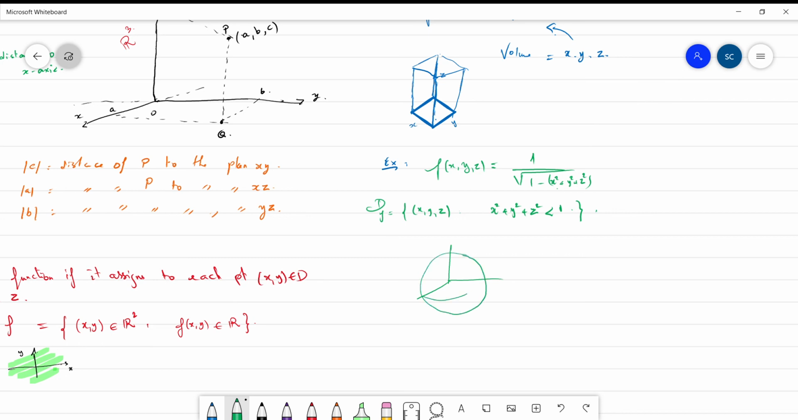Okay, I have the unit sphere here, so the domain is the space inside, excluding the surface of the sphere. So it is a ball, an open ball. Open means without the sphere, without the surface of the unit sphere.